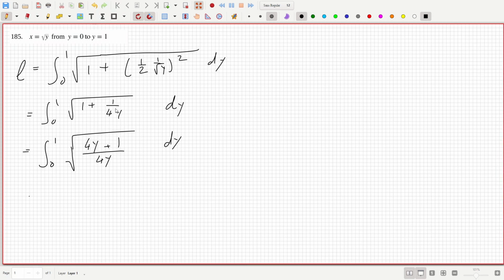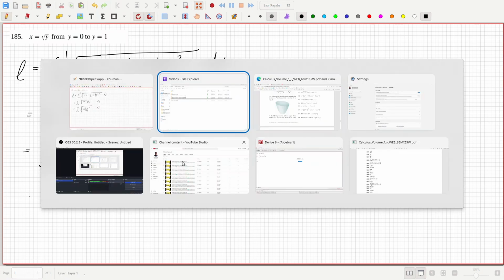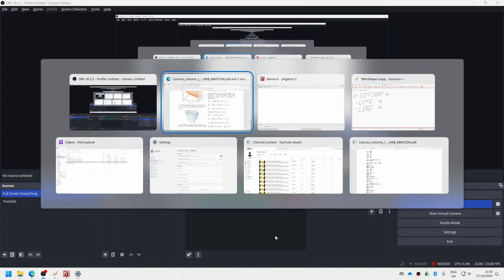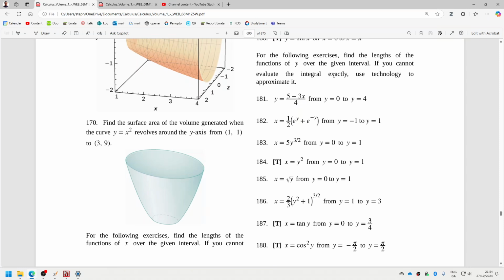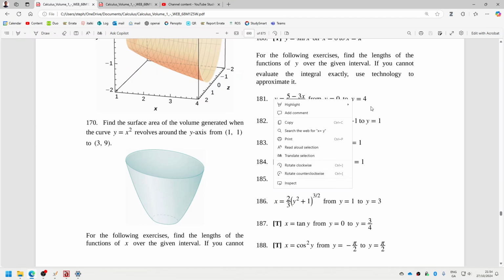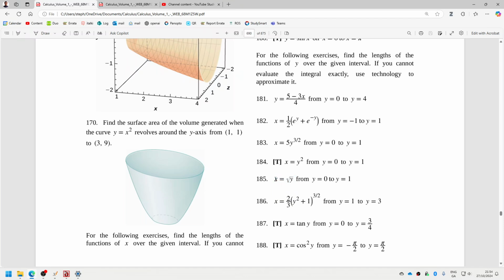If I use the substitution here, that won't help too much. I'm gonna have to think about this now. Oh, I was noticing here it says use technology for the following exercise. Find the length of the functions y for a given interval. If you cannot evaluate the integral exactly, use technology to approximate it. The problem is I can get this exact, but the means seem to be a little bit beyond what is in the book.